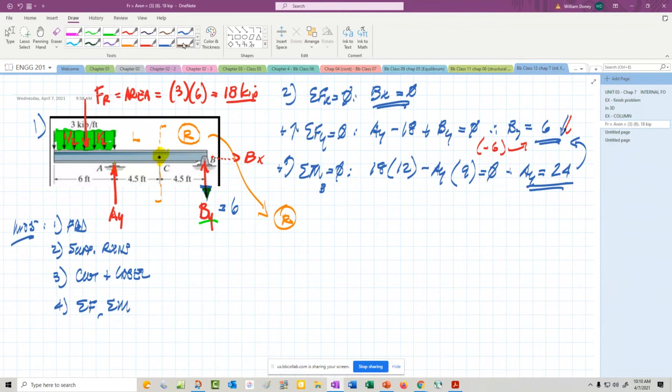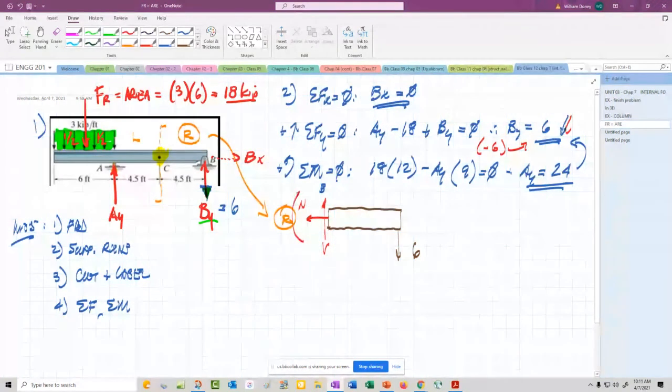So let me come down here and redraw that right section. I have 6 down. On the face cut, I'm going to have the normal, which doesn't matter because there's nothing going on. I'm going to have the shear. The shear is going to go up, because we want it to spin clockwise. And the moment here.